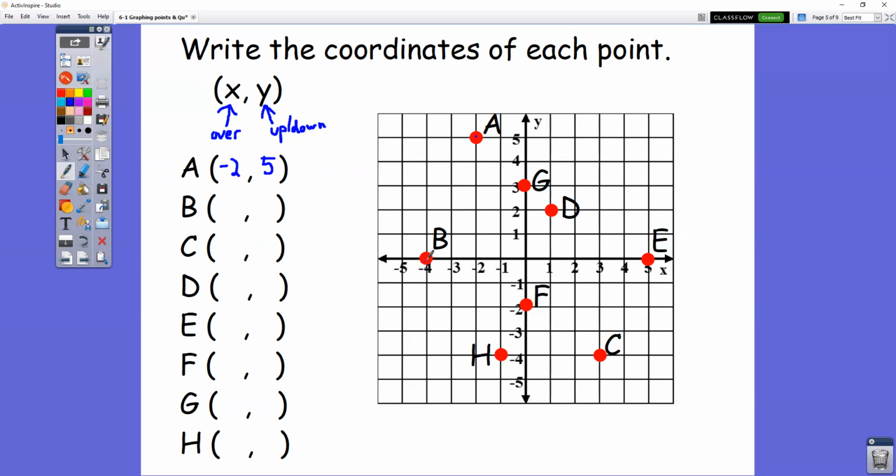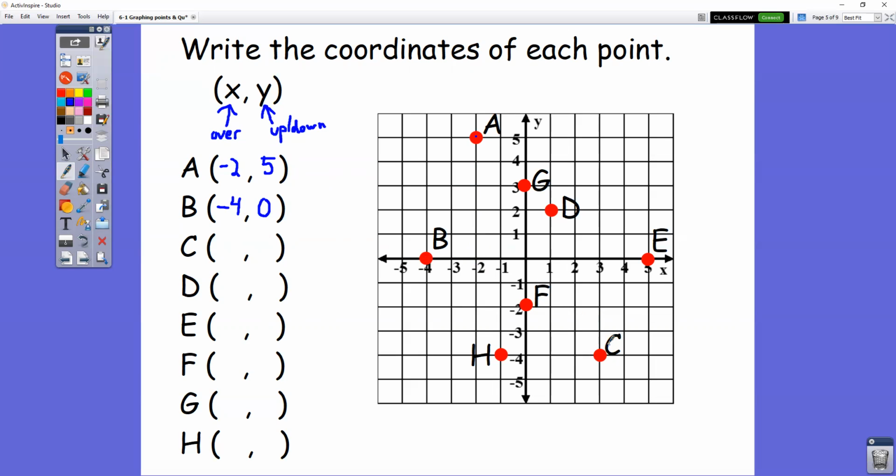Take a look at B. B is right here. So starting in the middle, I need to go over, you always go over first, over to -4. And now we're not going up or down any. Since we're not going up or down any, it's going to be over to -4. And you could either say up 0 or down 0. So we're just going to write 0. So this point is -4, 0.